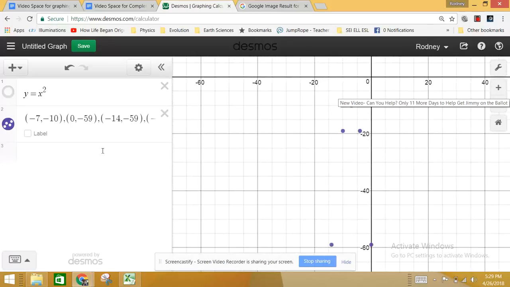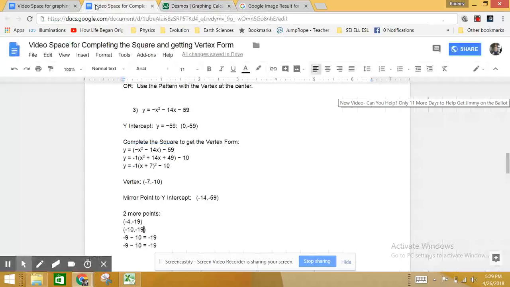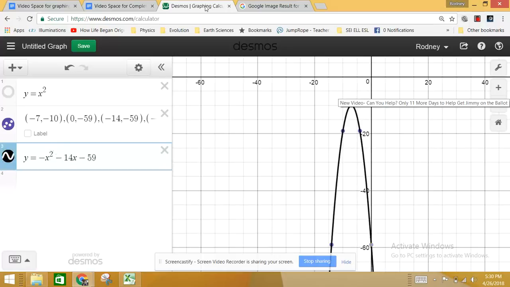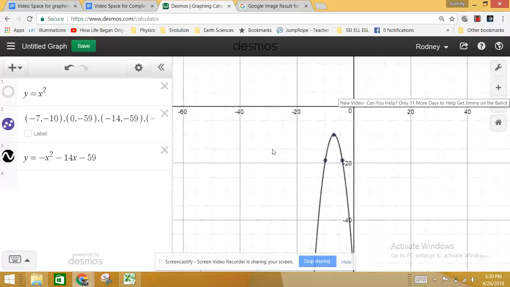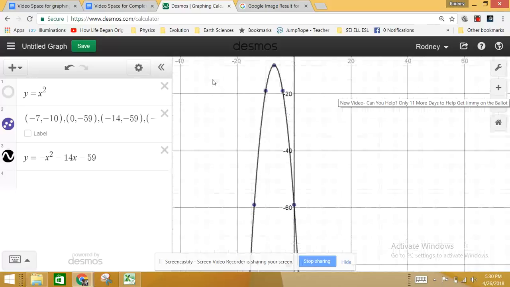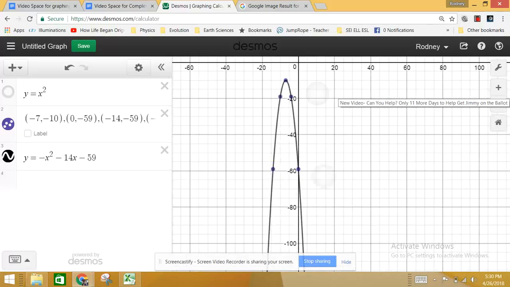So let's plot our actual parabola. Go back to the original thing. It was y equals negative x squared minus 14x minus 59. And there it is. It matches. Okay. I don't know what that is doing on my screen, but I'll move out of the way. Okay. So here we go. That is our parabola.